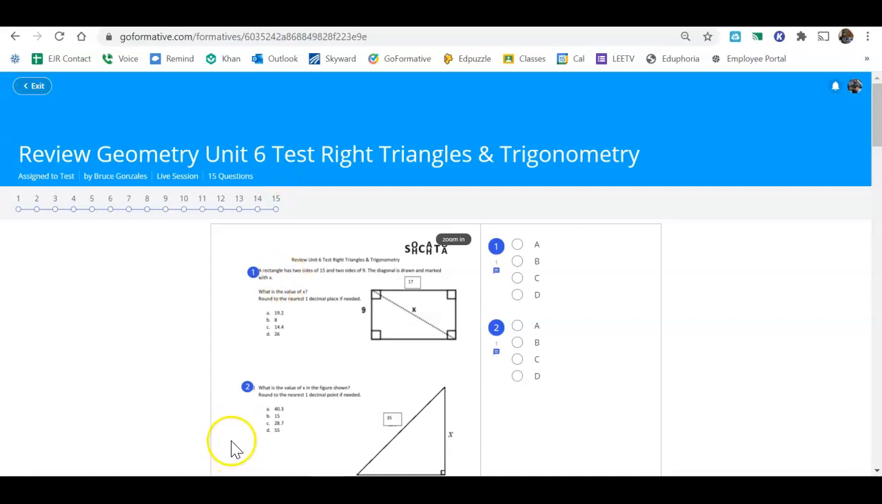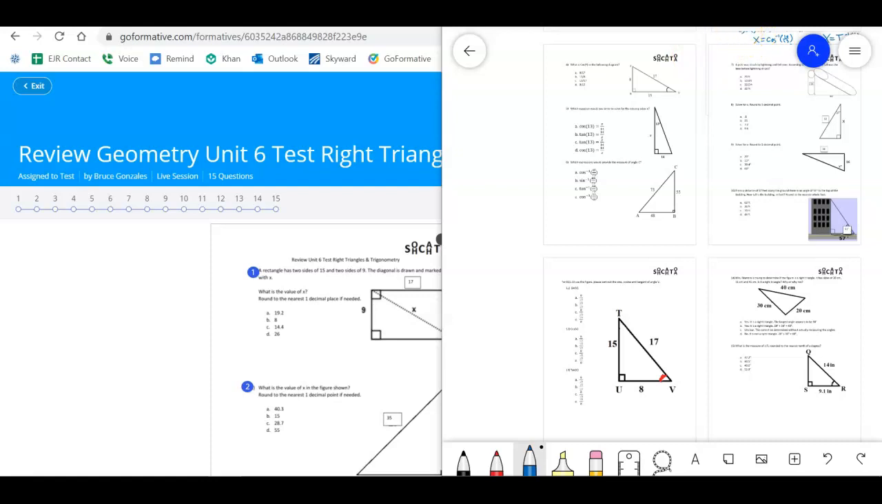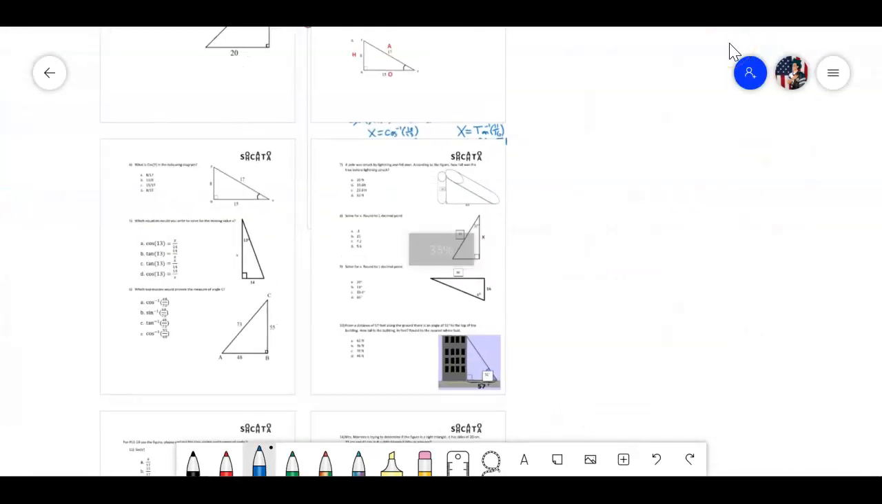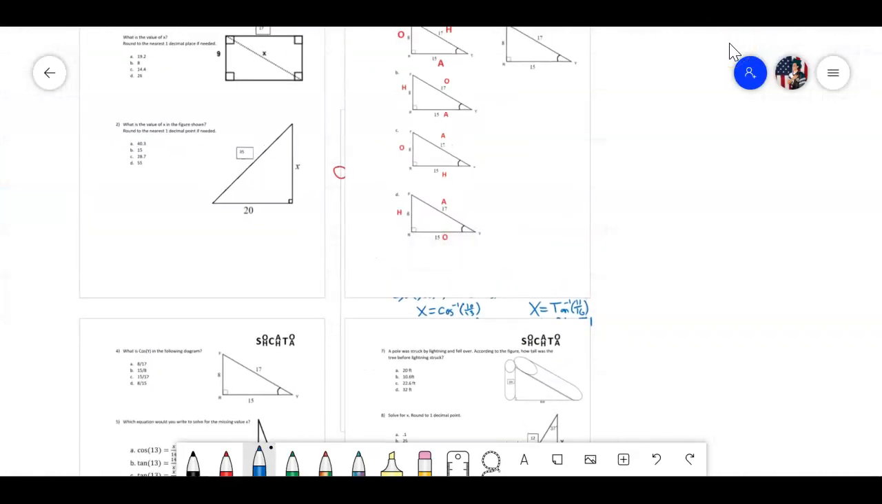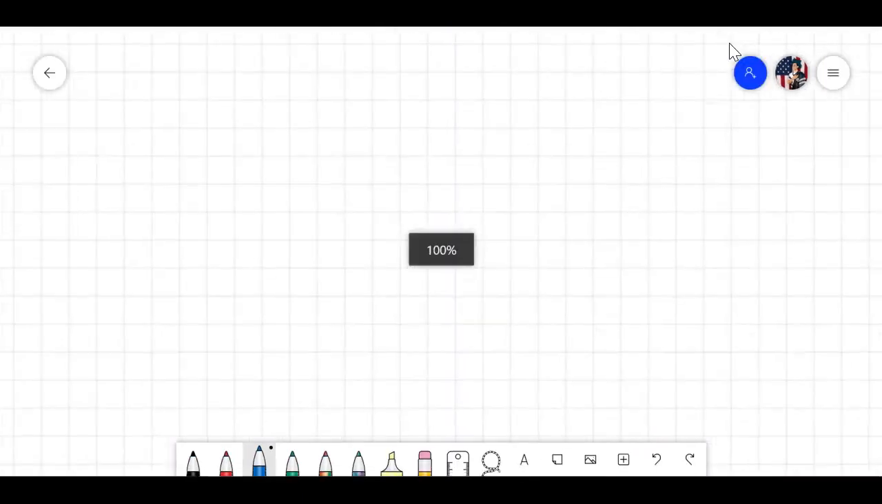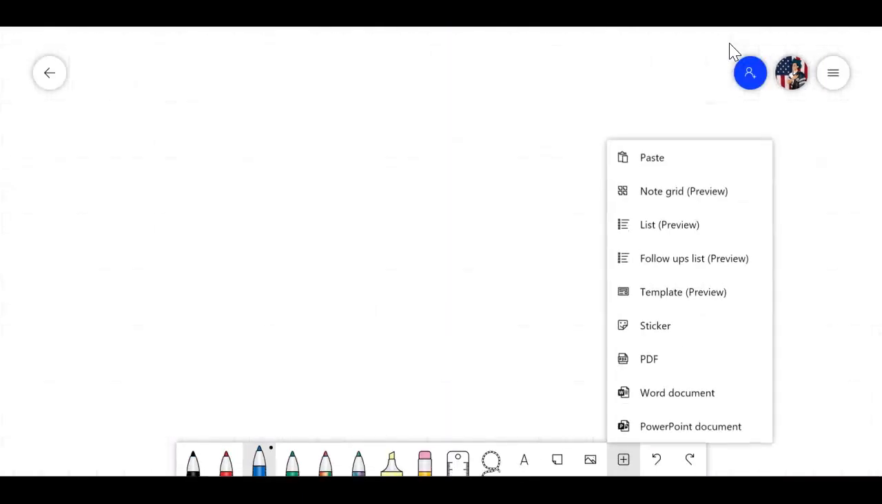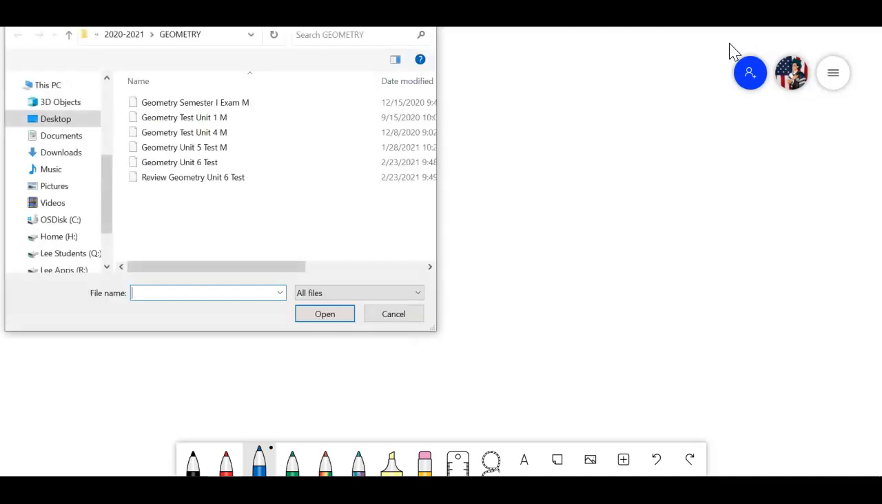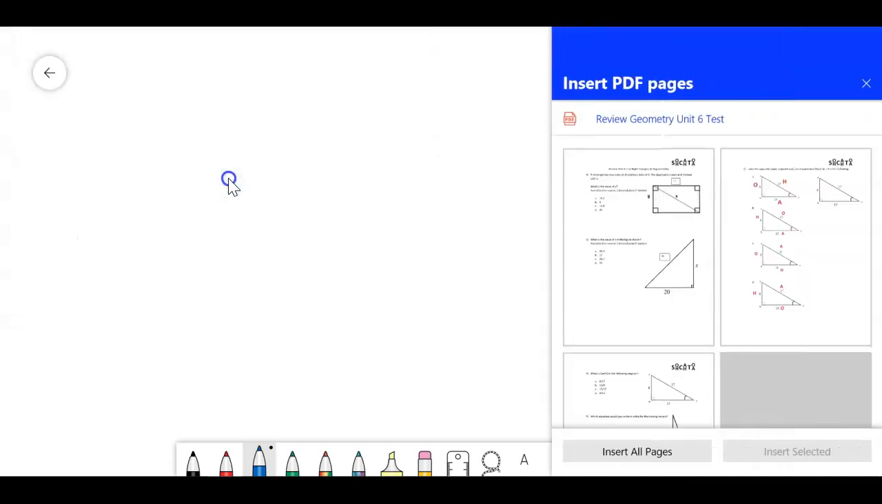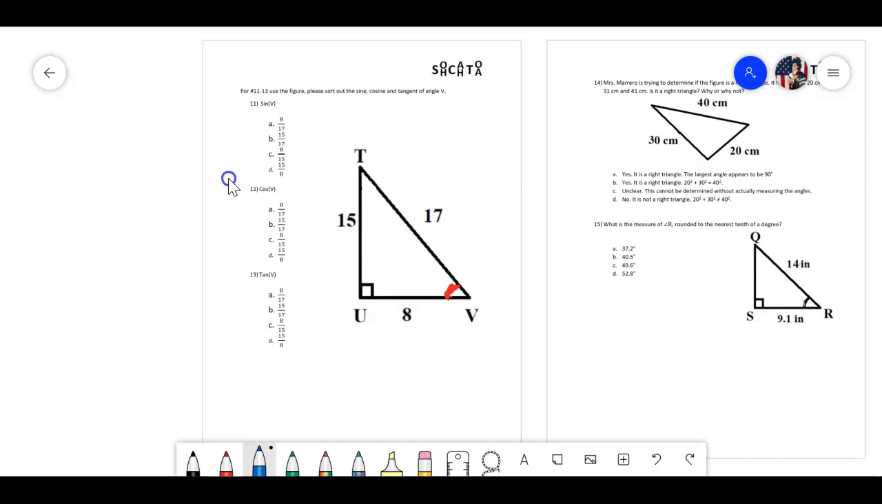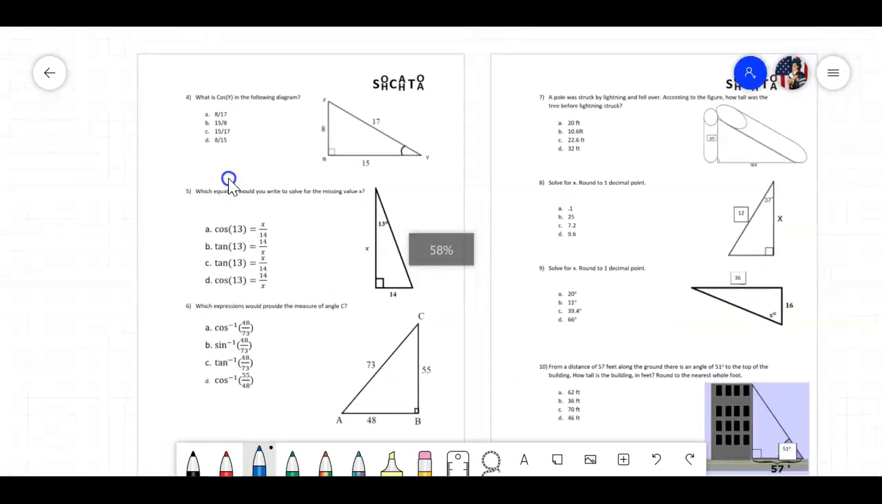All right, geometry. We are going to do this review. I'm going to be doing it on here because it'll be easier to write on. Let me do it on here. There we go. All right, cool. All right, let's do this.